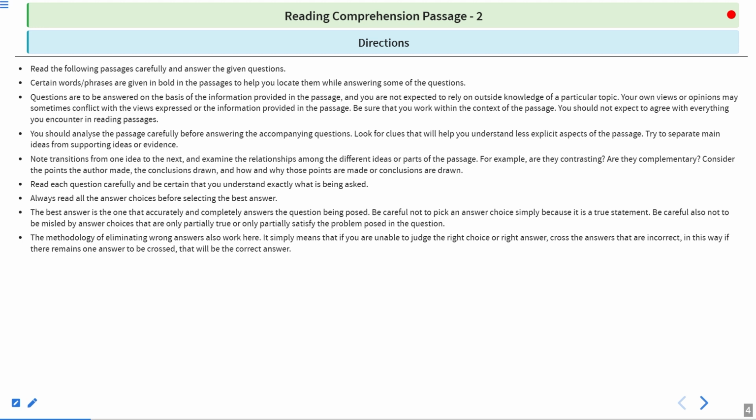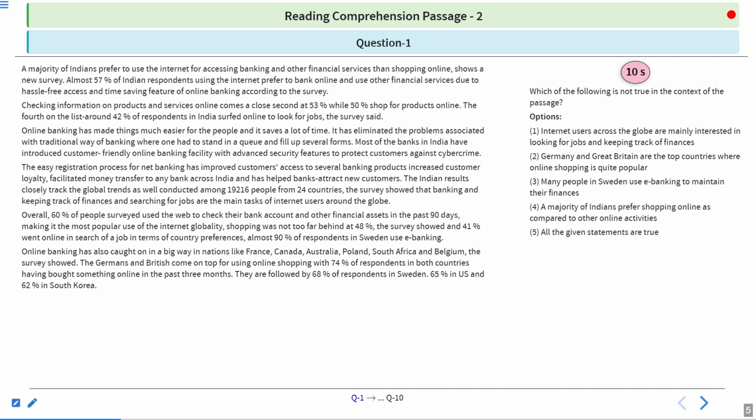The methodology of eliminating wrong answers also works here. It simply means that if you are unable to judge the right choice or right answer, cross out the answers that are incorrect. In this way, if there remains one answer that is not crossed, that will be the correct answer. I hope you have understood the directions. Let's move to the questions.